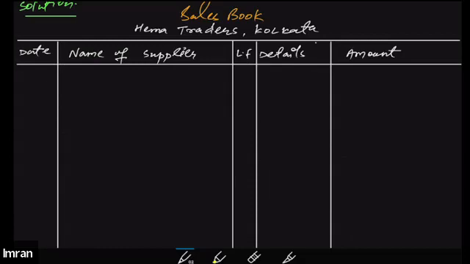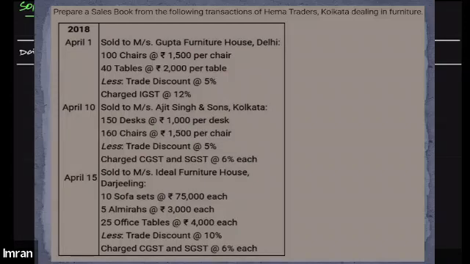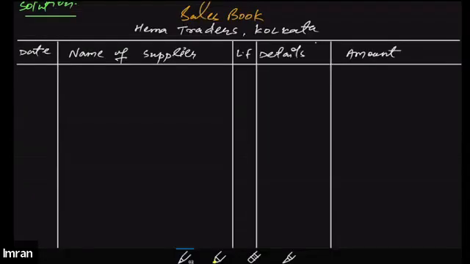All right. So this is the format of the sales book. Now it says in the first transaction that has taken place on 1st of April, it says sold to Messrs. Gupta Furniture House, Delhi. Let me just write down the detail of the transaction on 1st of April. We sold those to Messrs. Gupta Furniture House.